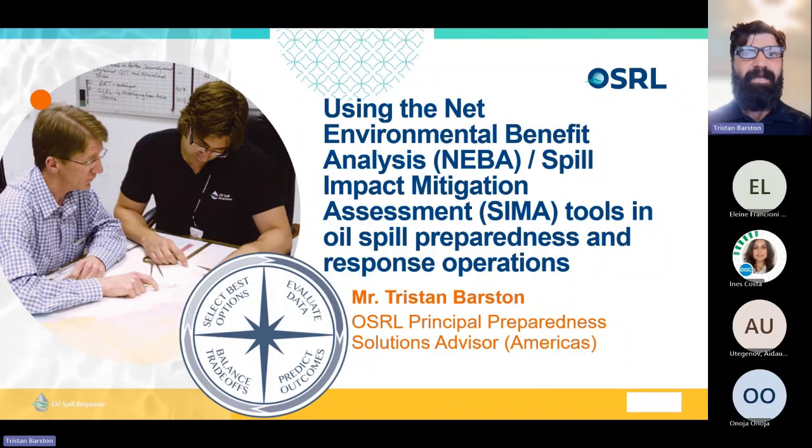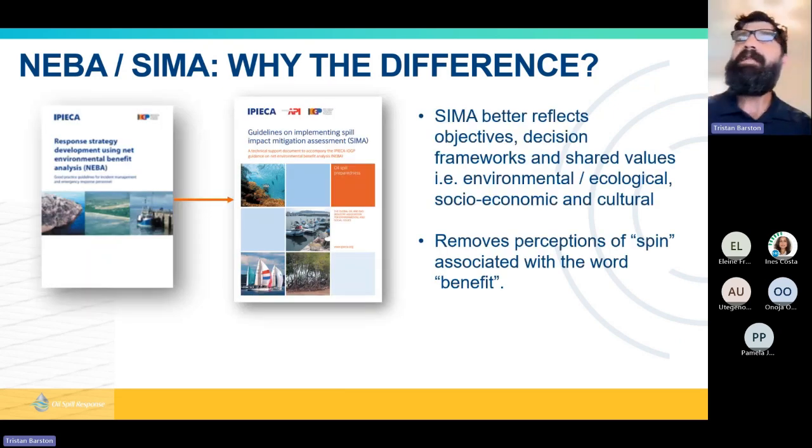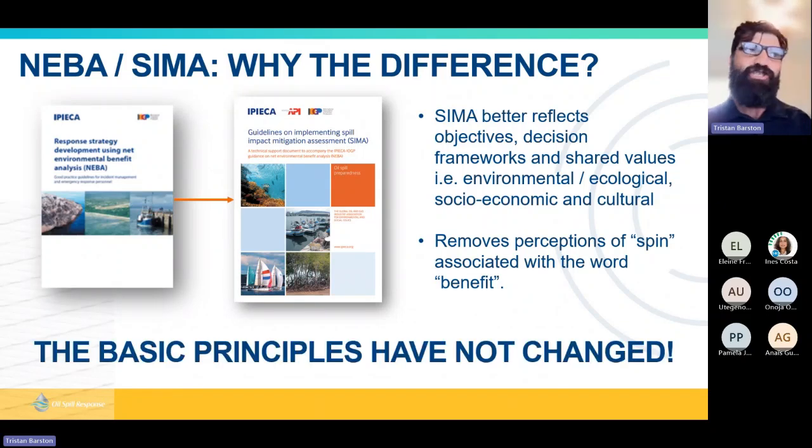Okay, so that's probably enough introduction now. So let's get on with our presentation. You will hear two terminologies. You'll hear NEBA, most commonly, and then SIMA. SIMA is the Spill Impact Mitigation Assessment. So actually, this is a new way of developing this response strategy selection. But the process, the basic principles haven't changed.